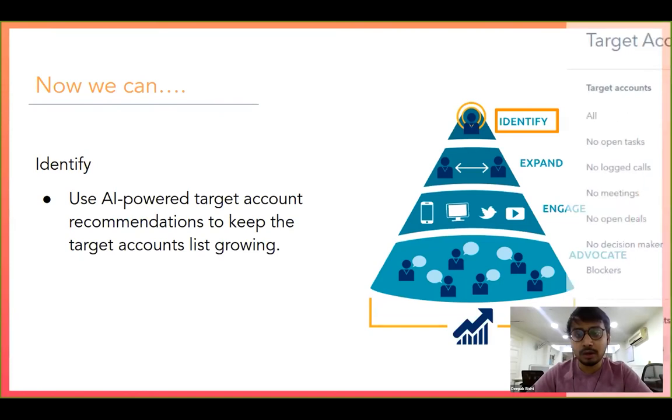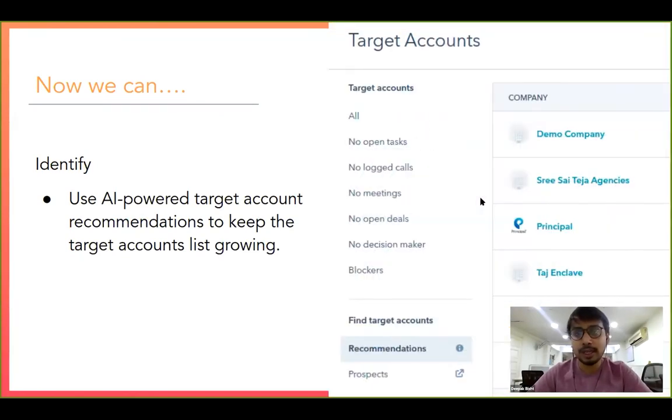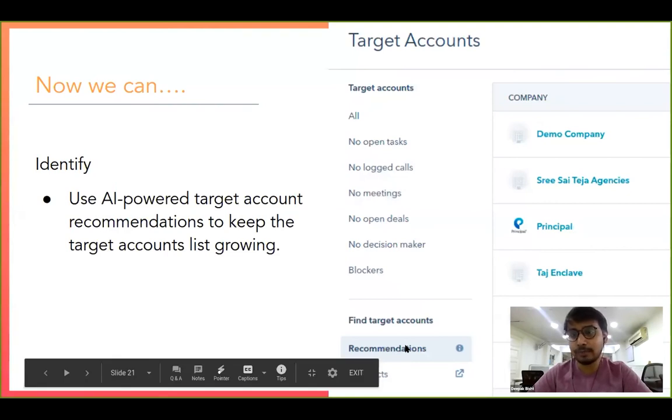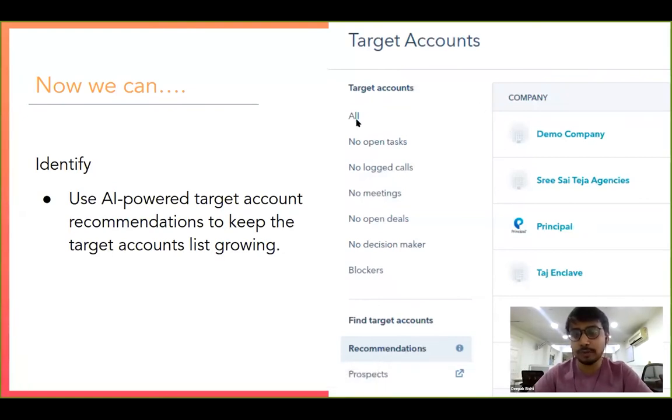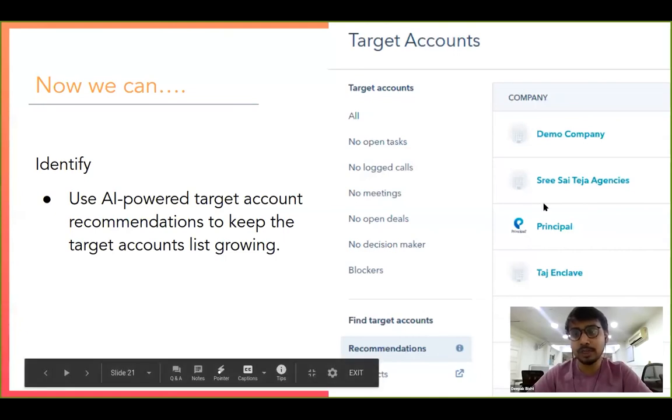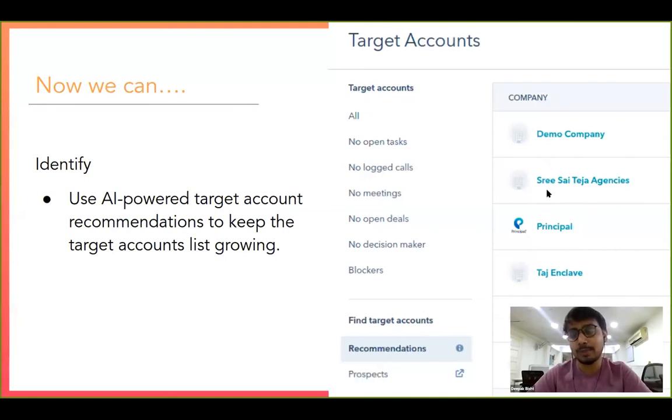So this is again the target accounts tool that I was mentioning, a screenshot of that. In this, there is a recommendations tab that you will find. If you click on that, you'll see a list of companies. This recommendations tool is based on what all target accounts you will choose in the first place. So these recommendations will be based on that, the company data, the companies that match those target accounts. HubSpot will recommend you to add them to your target account list.